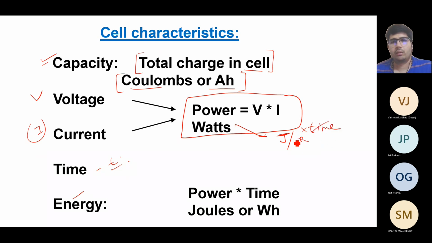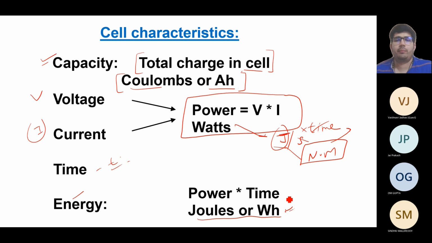So we will get the joules. Joule is energy, or Newton into meter. Basically Newton into meter is the mechanical work. Similarly, this is the work. So energy is power into time, in joules, or watt hour.